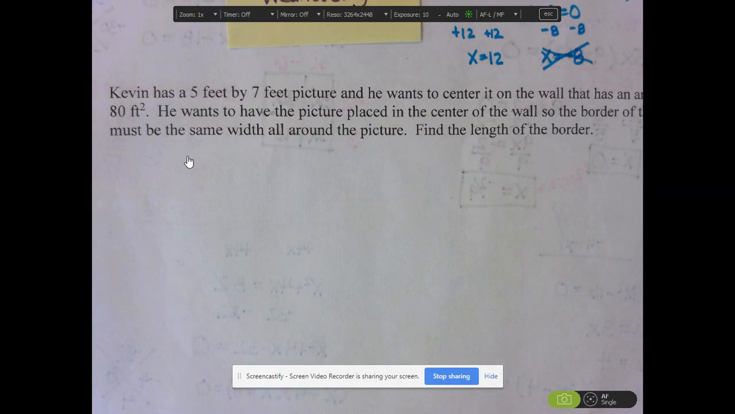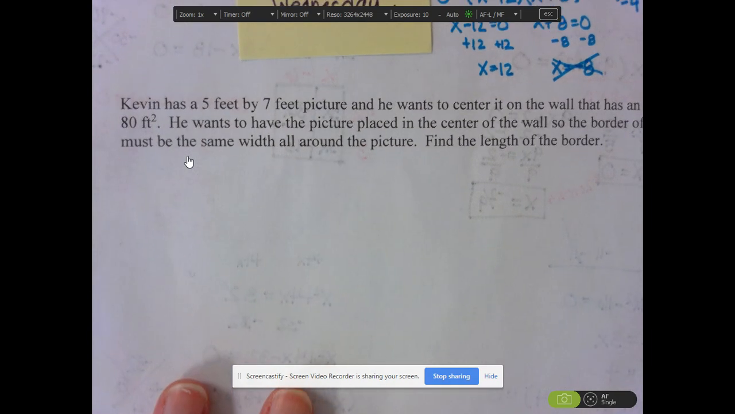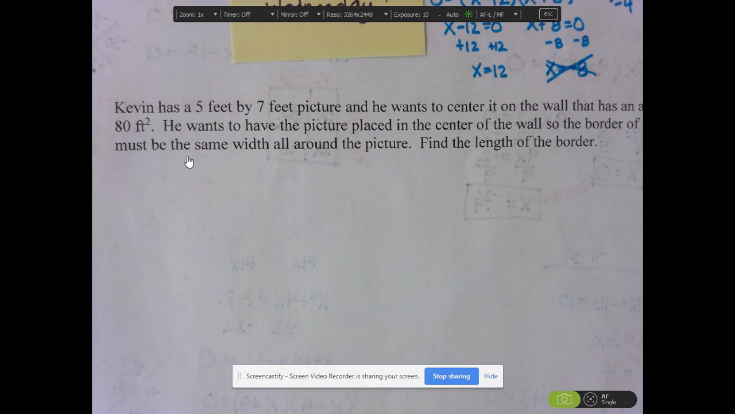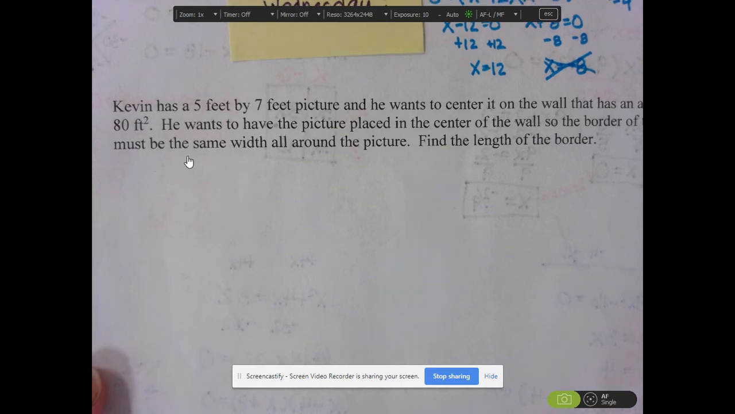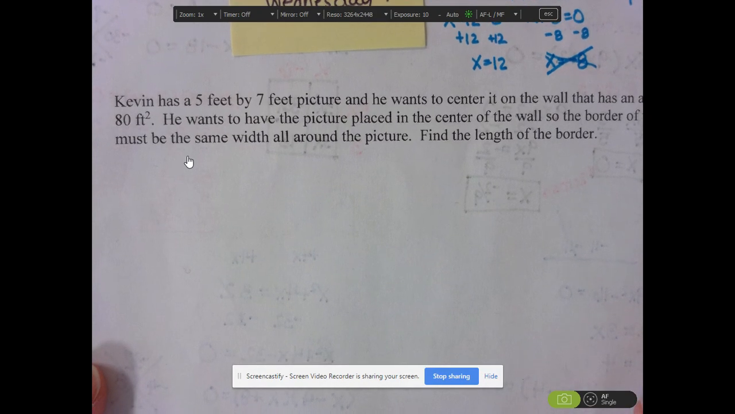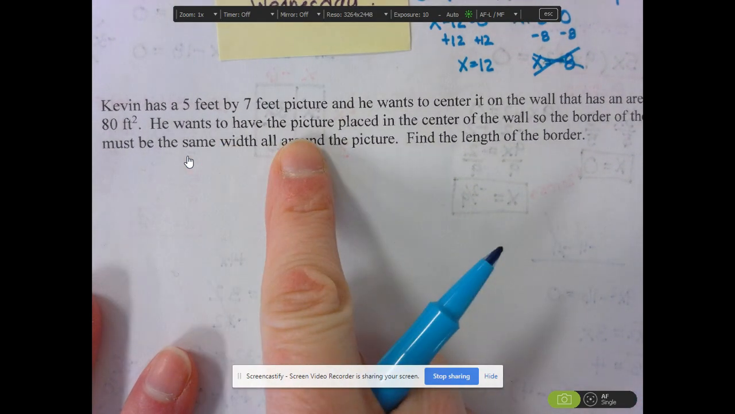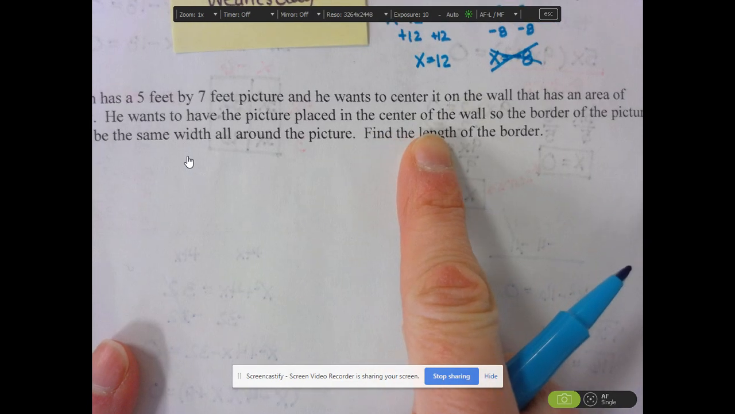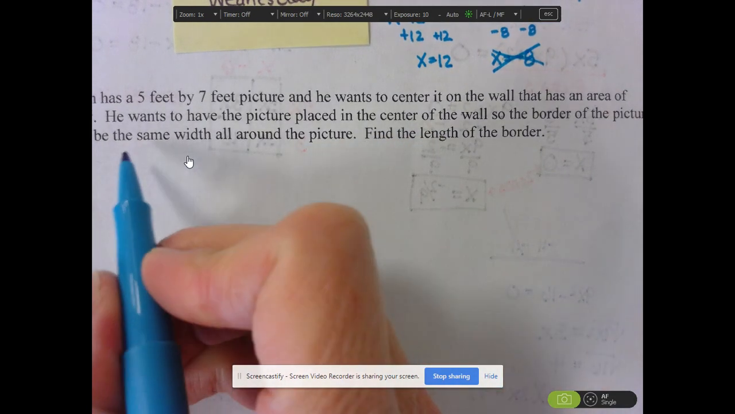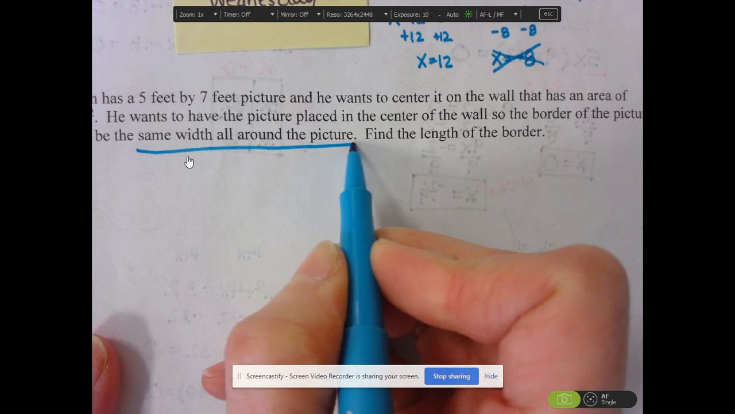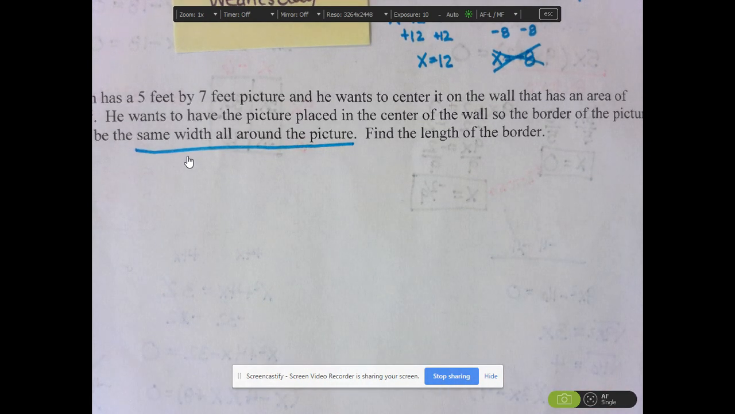So more word problems with rectangles and squares and such. You've got Kevin. He has a 5 feet by 7 feet picture. That's a huge picture. And he wants to center it on a wall that has an area of 80 square feet. He wants to have the picture placed in the center of the wall so that the border of the picture must be the same width all around the picture. We want to find the length of the border.